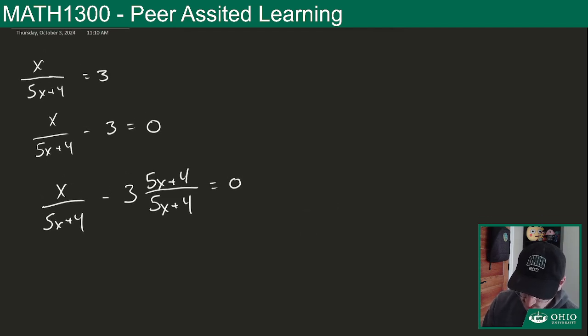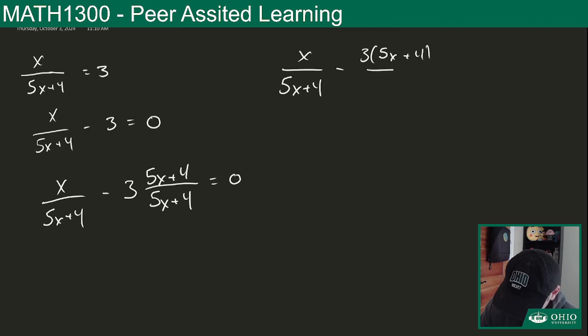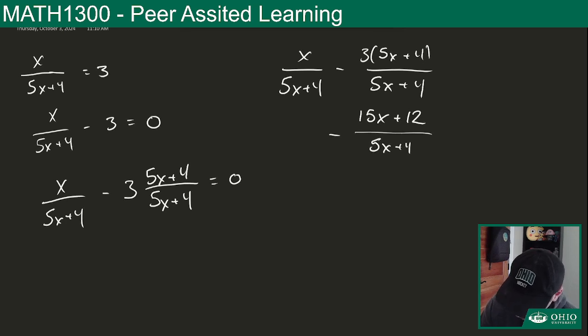And so from here, I can distribute the 3 out. So let's move over here. I can now put the 3 up top. Then I can distribute that 3 out. So I'll get 15x plus 12, right? And then 5x plus 4.